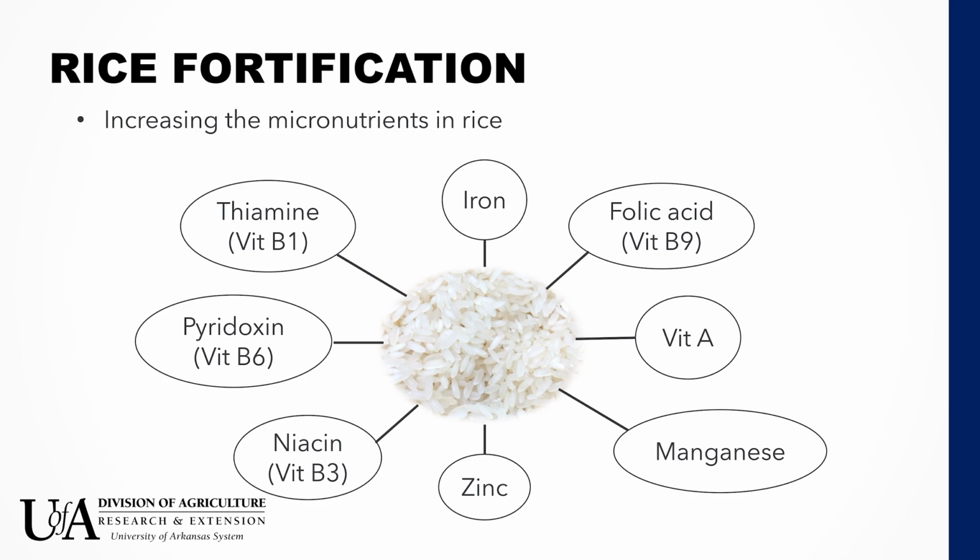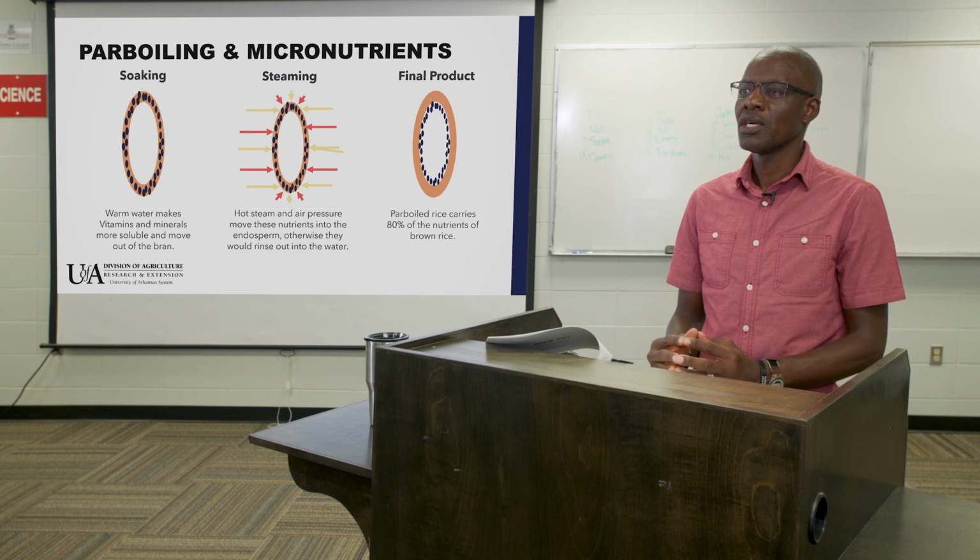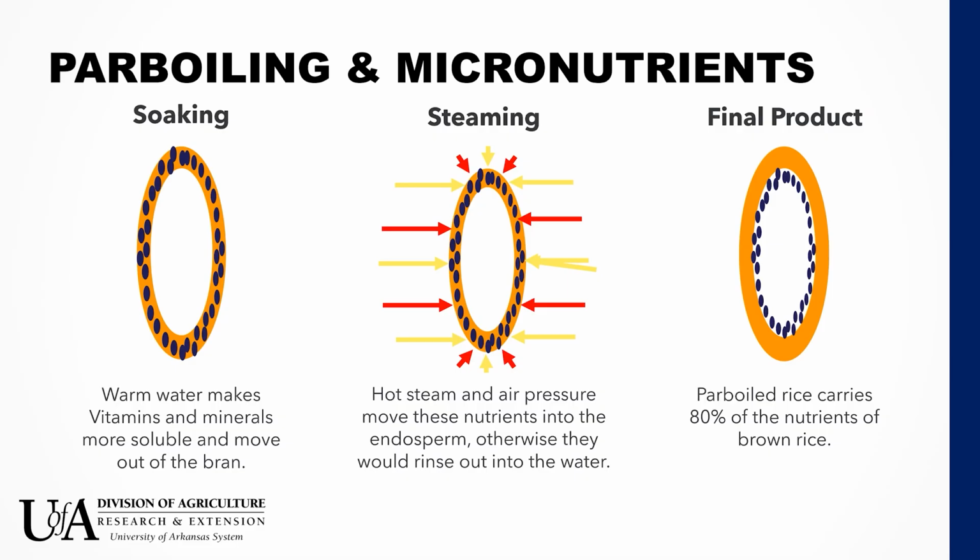Another technique that is also popularly used to help improve the nutrient value of rice is parboiling. In this process, essentially, rough rice is soaked. Whenever rough rice is soaked in hot water, that makes the nutrients that are in the bran become soluble and therefore easy to move from the water into the endosperm. In the process of doing that, pressure and steam is utilized to push some of those nutrients from the bran into the endosperm part of the rice. That allows the final product to be very nutrient dense whenever it is milled.